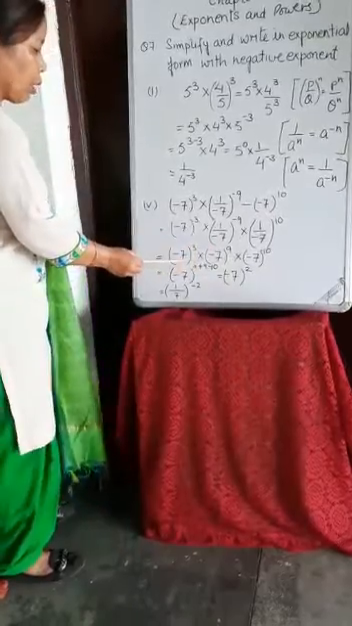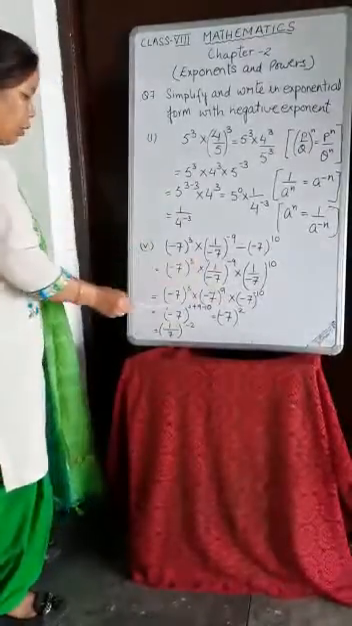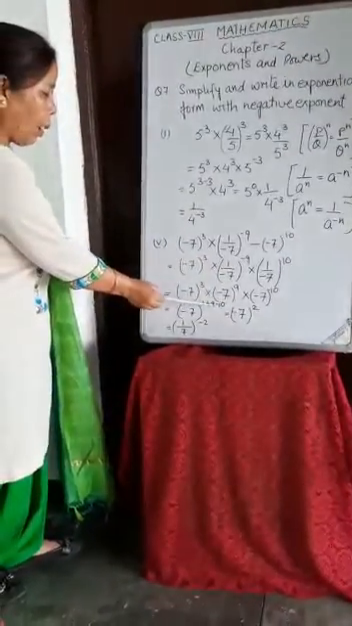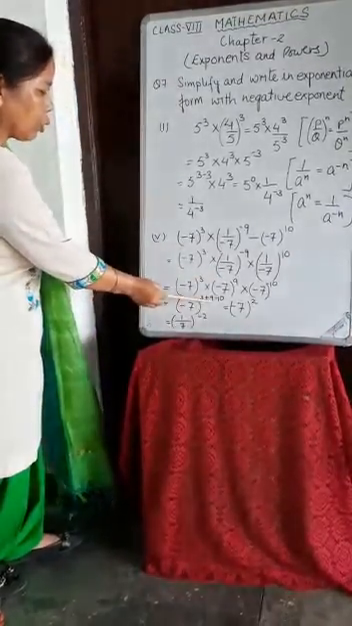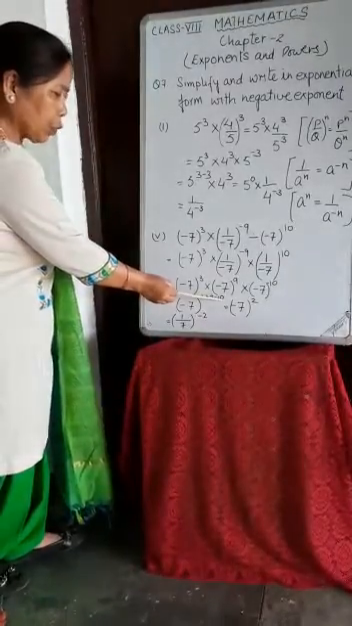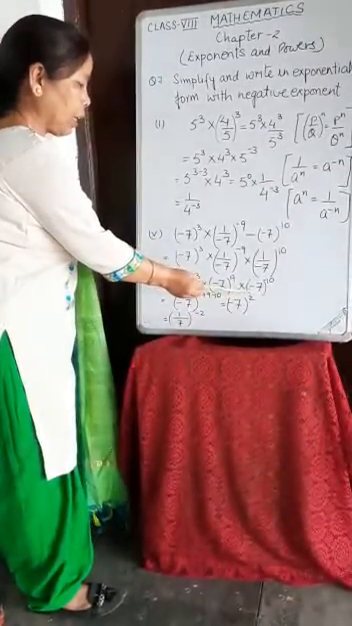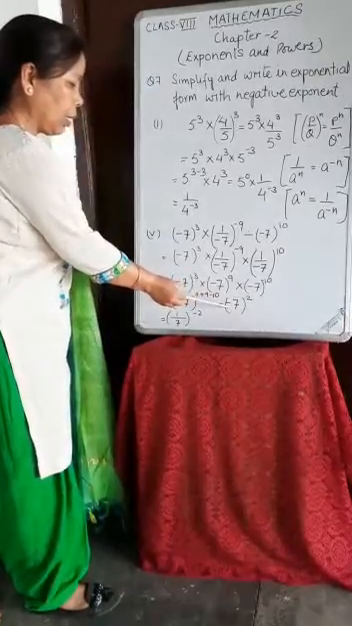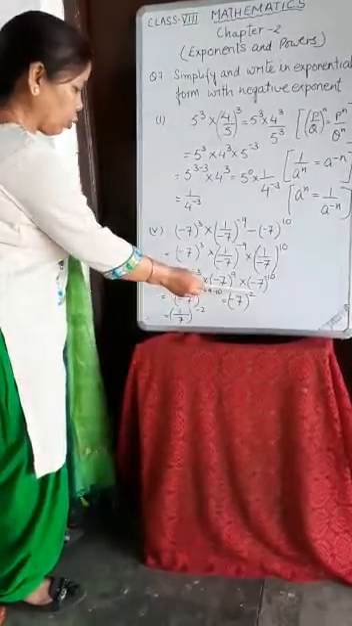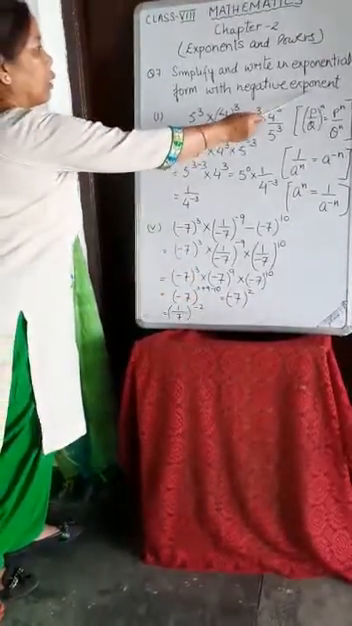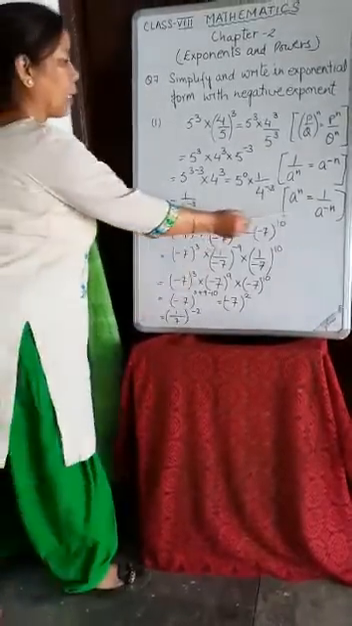Now because the bases are the same and there is a multiplication sign between them, we'll add all the powers. So (minus 7) raised to the power 3 plus 9 minus 10. 3 plus 9 is 12. 12 minus 10 is 2. So (minus 7) raised to the power 2. And we know that if the power is an even number, then the inner minus sign changes into plus. So it will be 7 raised to the power 2. And because we have to write down the answer in negative exponent, it will be 1 upon 7 raised to the power minus 2 by this law.